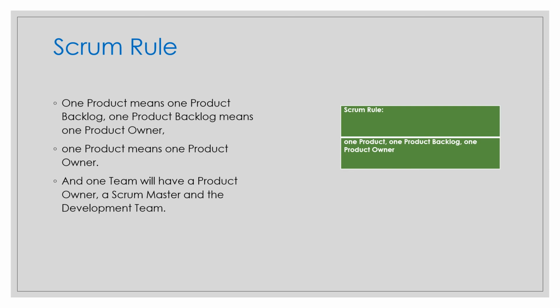Now, a product owner can work on two products, right? If you have one product, then one product backlog and one product owner. If you have two products, then two product backlogs, and there can be one product owner for both. Okay, this is your Scrum rule.